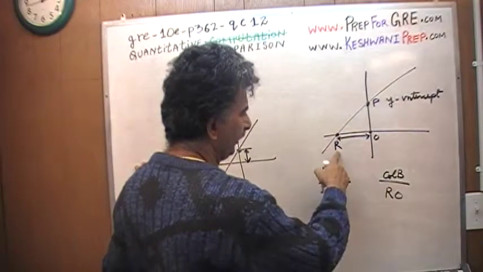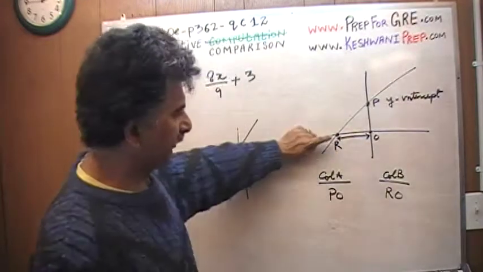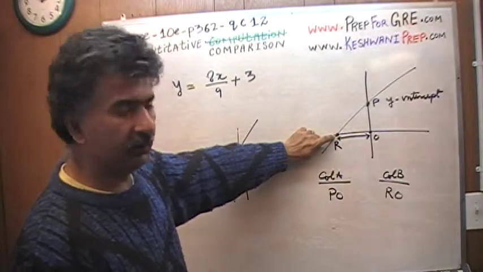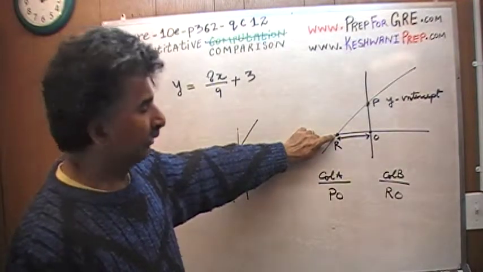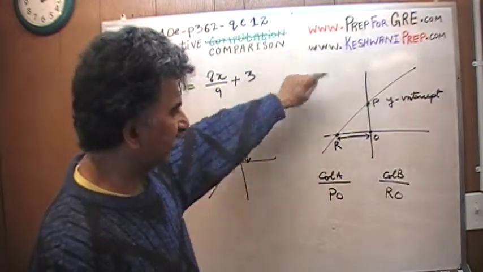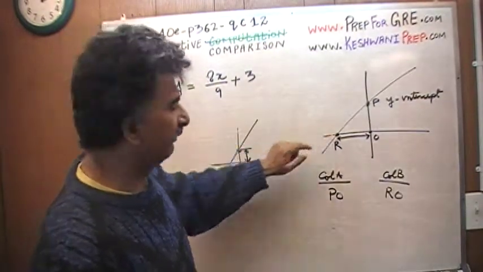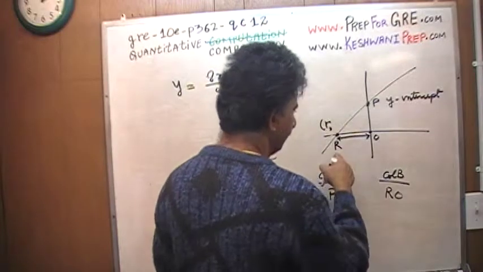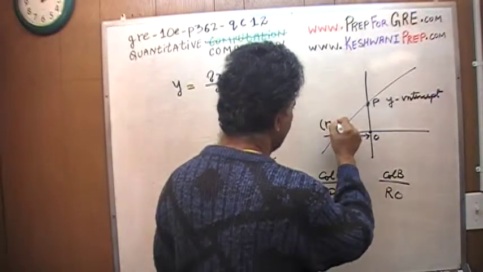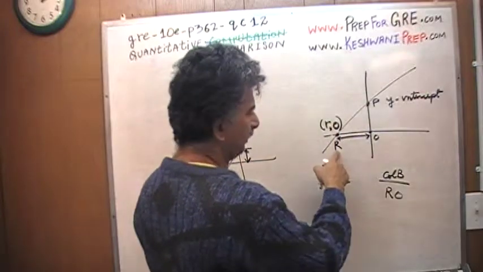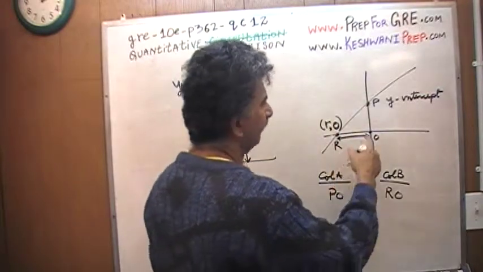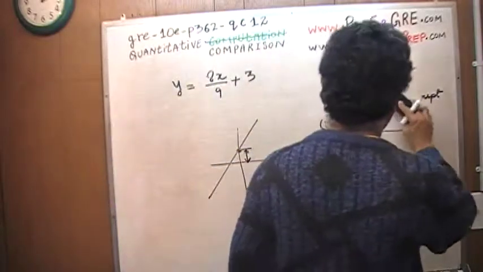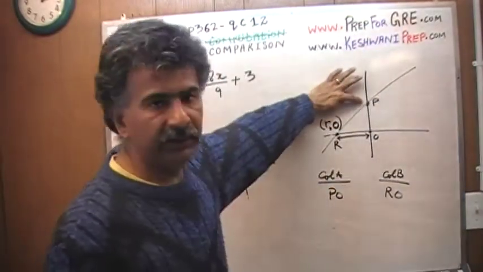The coordinates of the point R are going to be, since there is no y distance on the y-axis, the y coordinate is going to be 0. So this is going to be, let's call it small r for this R here, and 0. Because the y coordinate of this point, big R, is 0. Similarly, the x coordinate of point P is 0.